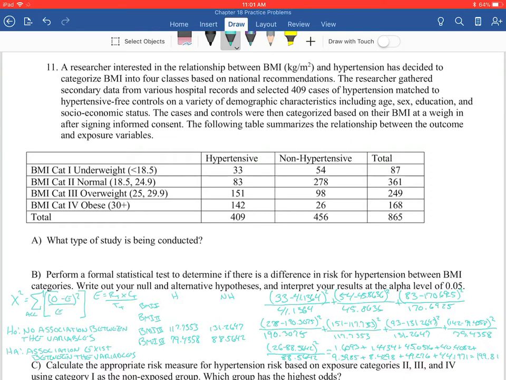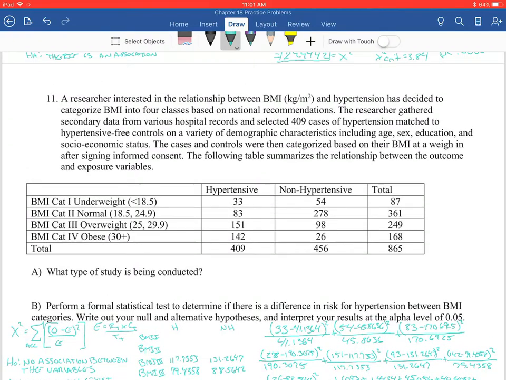Hello, welcome to our third video in our chapter 18 practice problems. This is quite a long problem, so we're going to get in. As you can see, I already have some stuff filled out. Try not to pay any attention to that right now. We're going to start at the very top and work our way down.